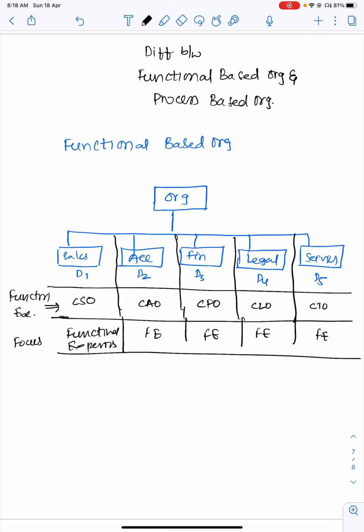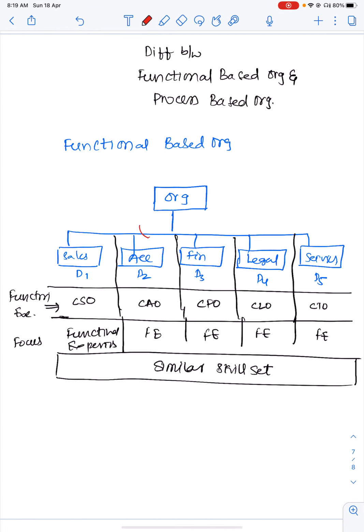And if you see, every department has a similar skill set. What do you mean by similar skill set? Like, if you take accounts, the basic knowledge is accounting. If you take legal, the basic skill set is legal interpretations, etc. So every department will have a similar skill set, and they work on the direction of management.